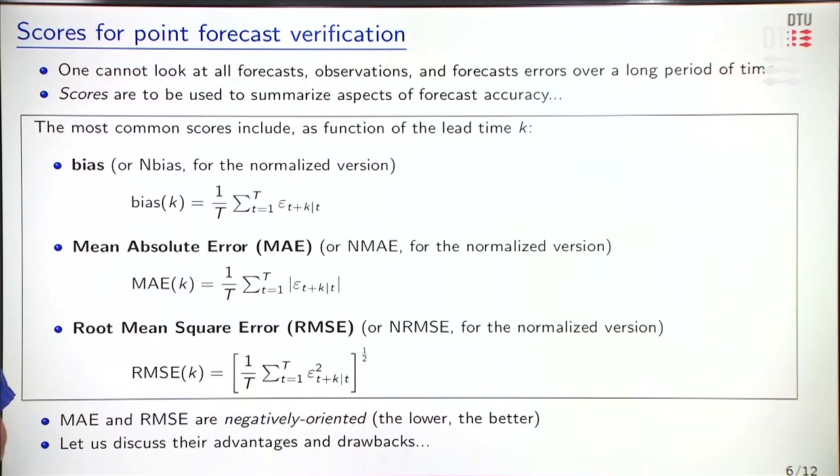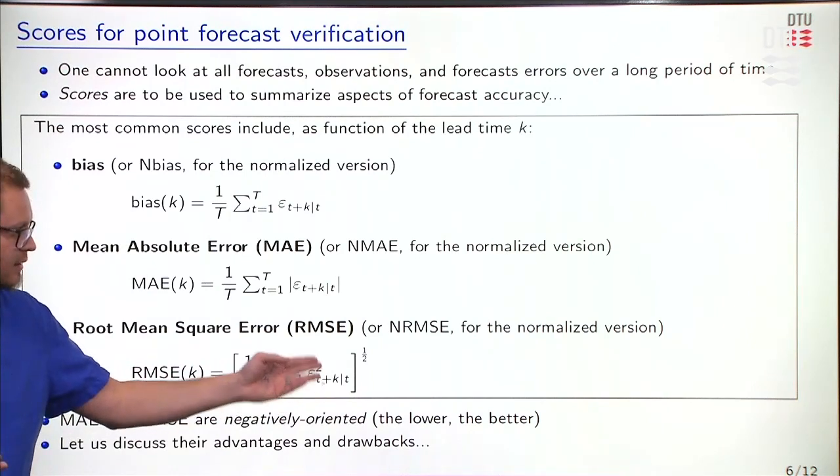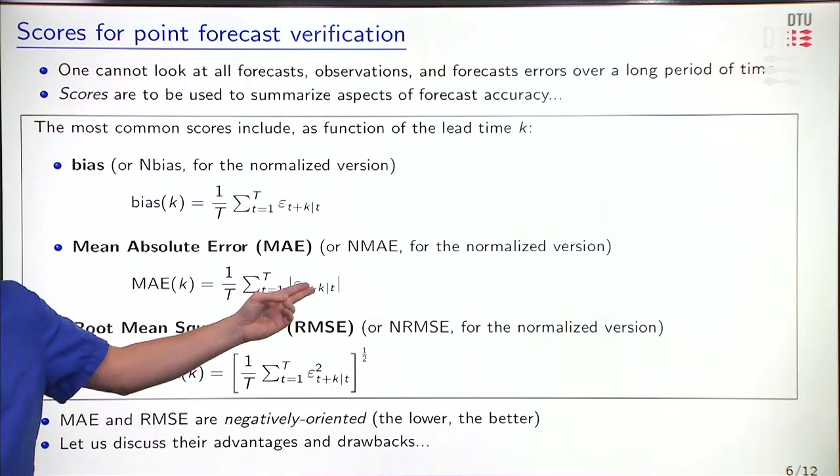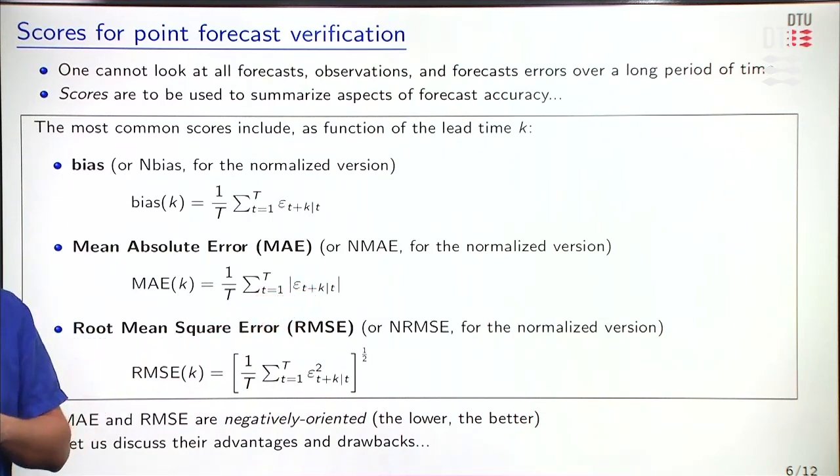There are obviously subtleties in the way we have to use and interpret these scores. So for instance, since this is quadratic, while here we have absolute values, it gives a different weight to forecast errors that are small and that are large. To see that, you simply have to draw the function for absolute values and quadratic functions. Then you can see the difference between the two in terms of weighting the errors.